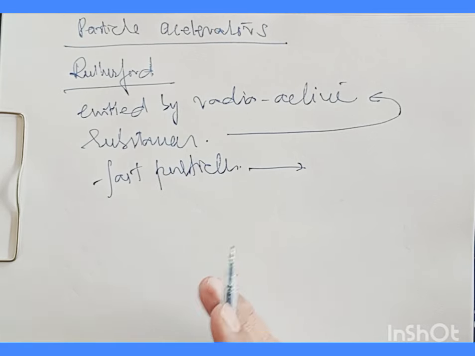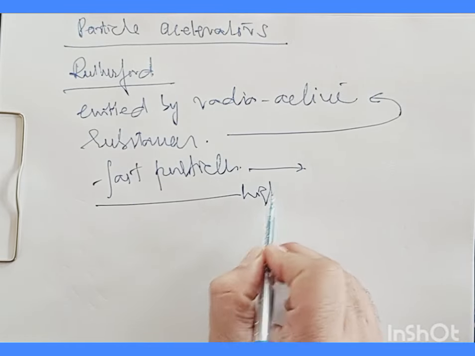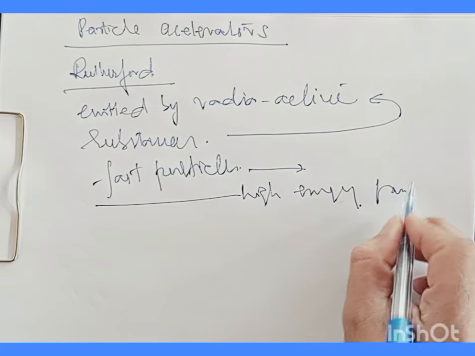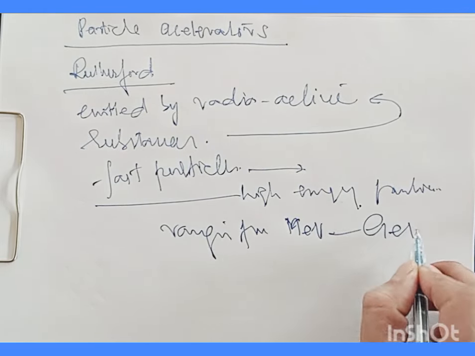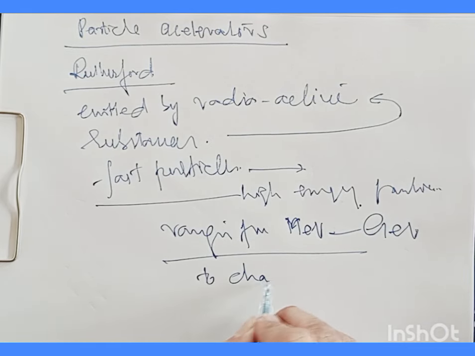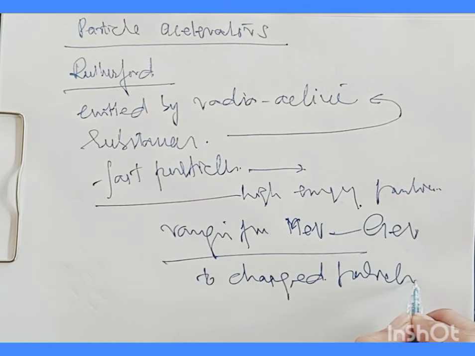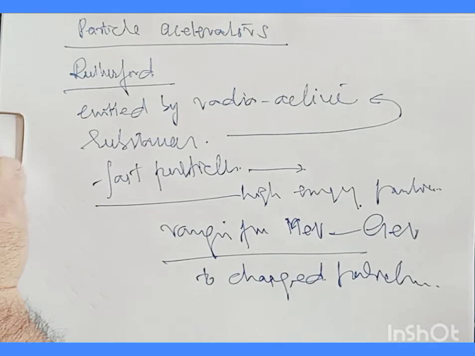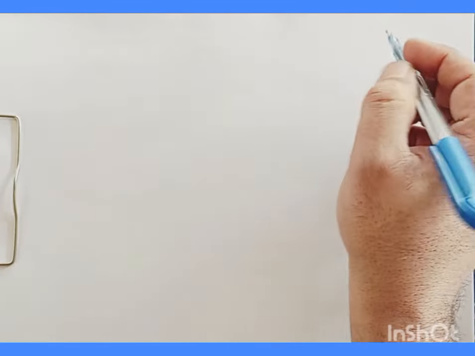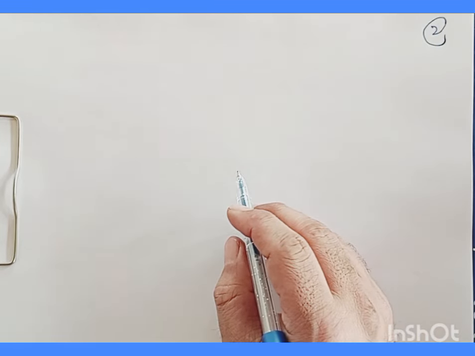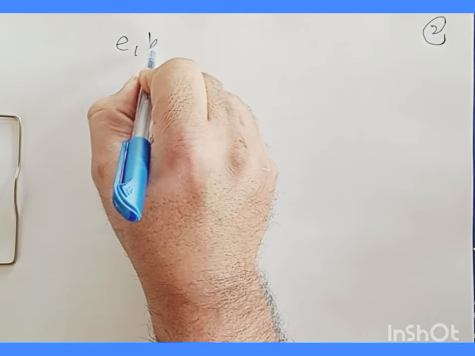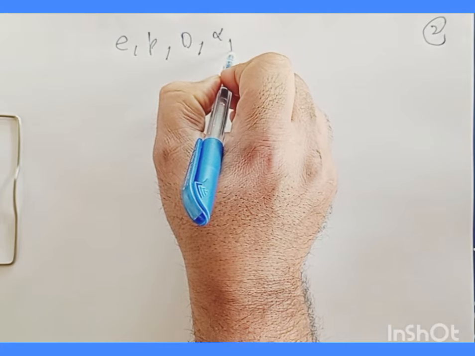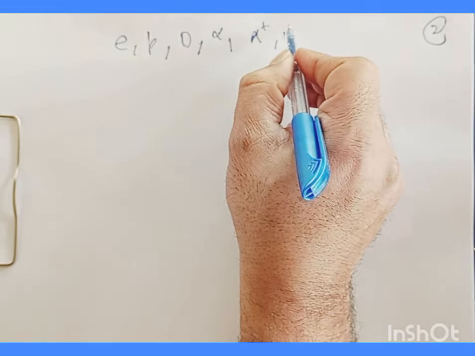The particle accelerators are basically machines for imparting high energy, ranging from mega electron volts to giga electron volts, to charged particles. And what are the charged particles? Electrons are charged particles. Protons are charged particles. Alpha particles are charged particles. Deuterons are charged particles. And certainly also the nuclei of some atoms in the form of ions. So it could be electrons, protons, deuterons, alpha particles, and some ions of some lighter atoms.